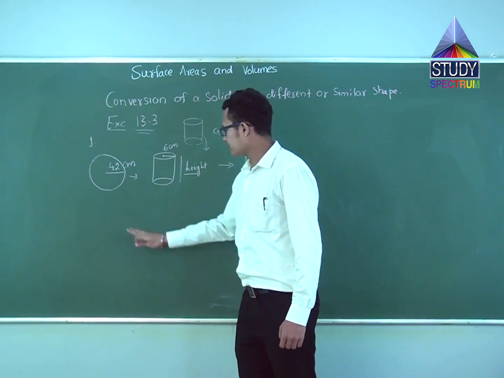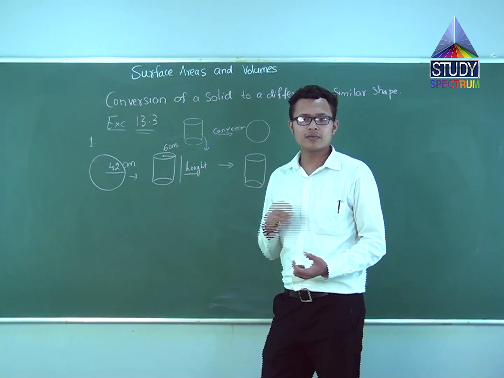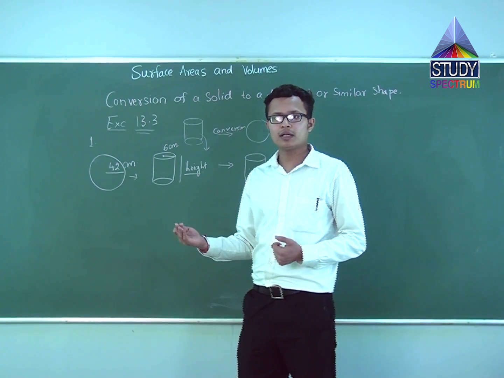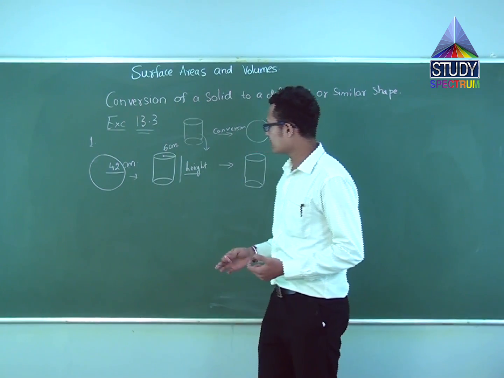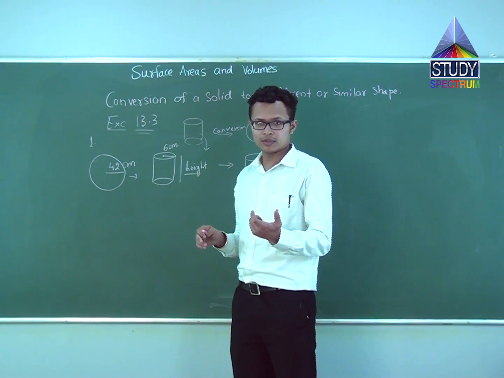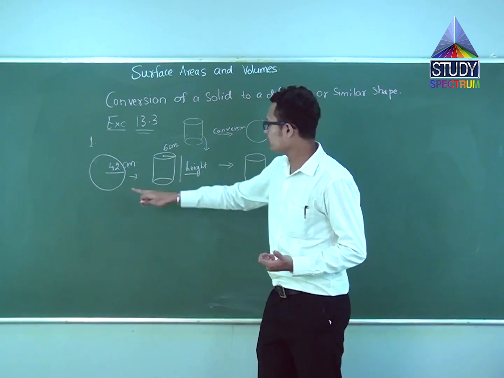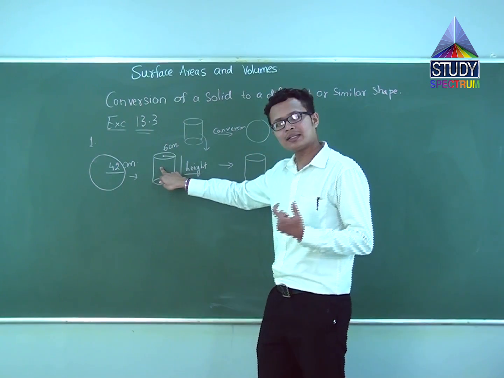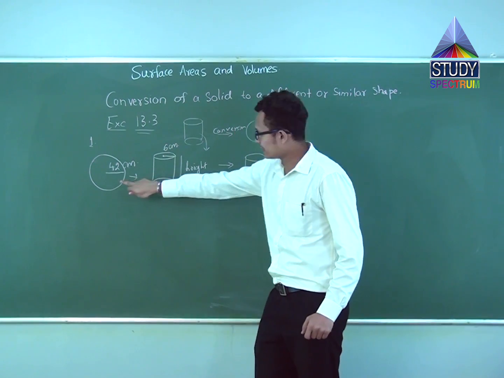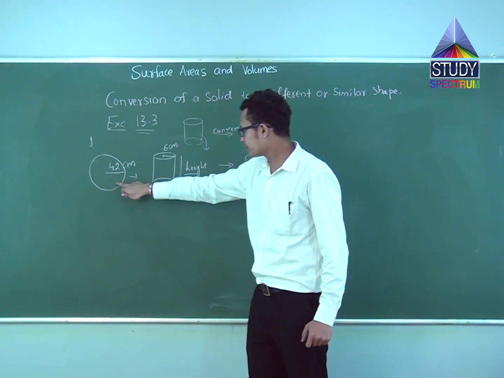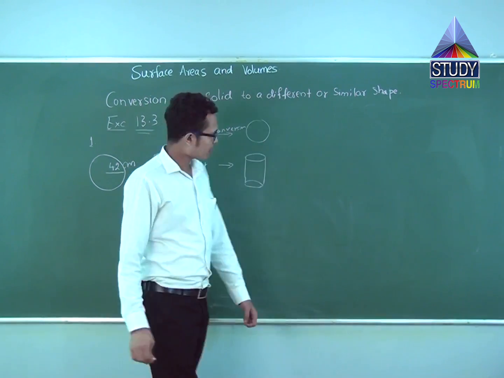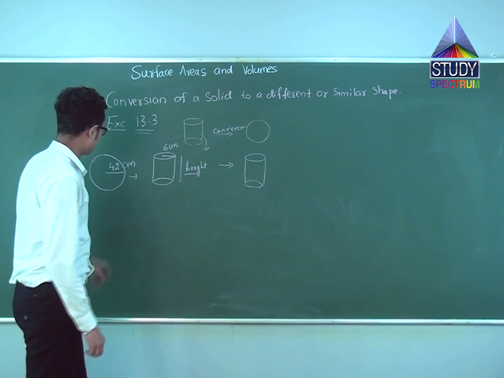So always remember, when one form of metal or object is melted and converted into a different one, the volume is conserved, which means that if I am converting the sphere into a cylinder, the volumes of sphere and cylinder remain the same. The only thing that changes is the shape. Earlier it was a sphere, now it has become a cylinder. So let's find out the height of the cylinder.